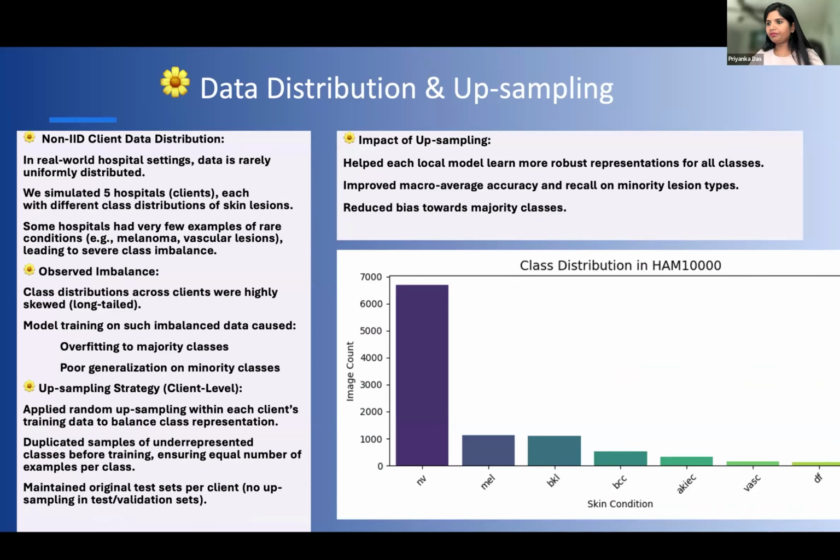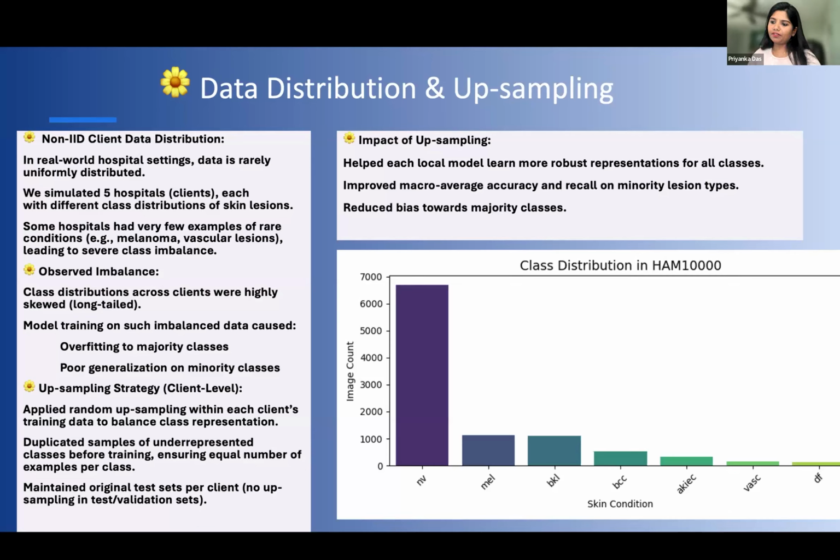This non-IID distribution led to two major issues during training. One is overfitting to the majority class, and the second is poor generalization on minority classes. To mitigate this, I applied random sampling at the client level. This involved duplicating samples from underrepresented classes within each client's training data to balance class distributions. Importantly, I left the validation and test sets untouched to preserve a realistic evaluation scenario.